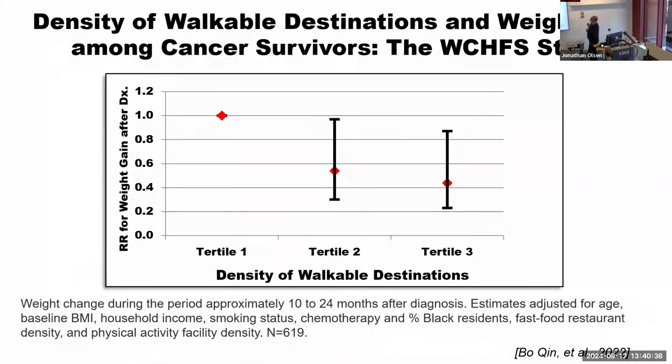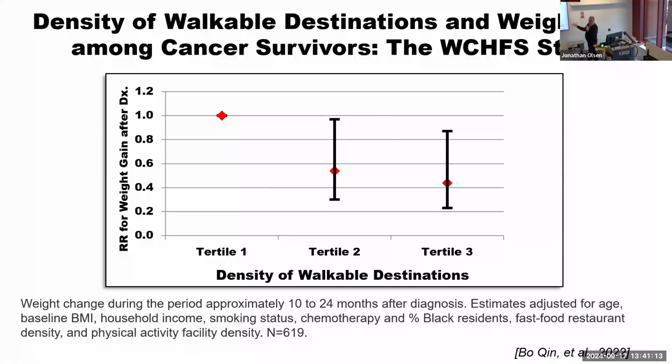And then here, this data is more recent in some ways. We've only really done the density of walkable destinations as the predictor, and this is the relative risk for weight gain. We have 2 time points here: 10 months after diagnosis and then 12 months after that, so 22 months. We're looking at the odds of weight gain here. And what you see is as the density of walkable destinations increases in the neighborhoods where these women live, the odds of weight gain are significantly lower as density goes up.